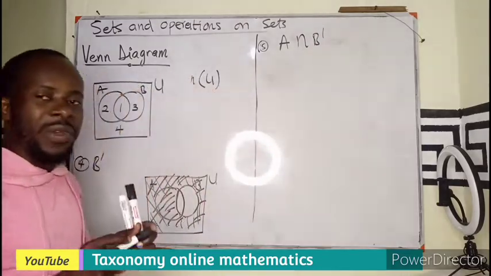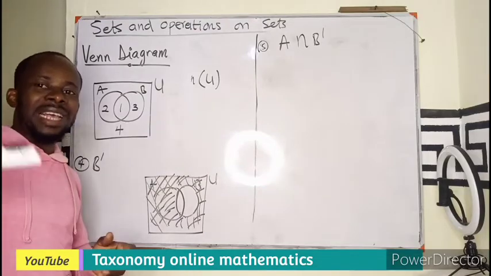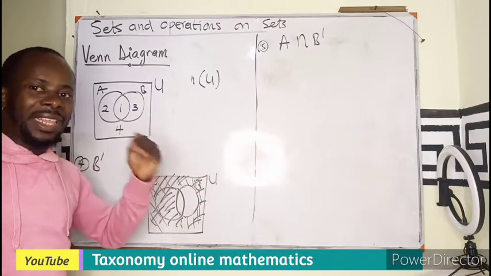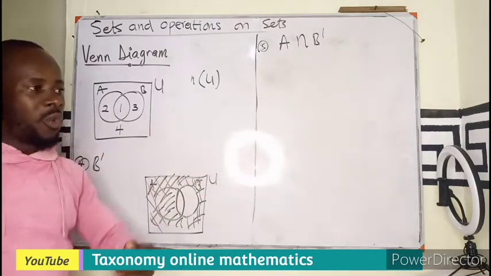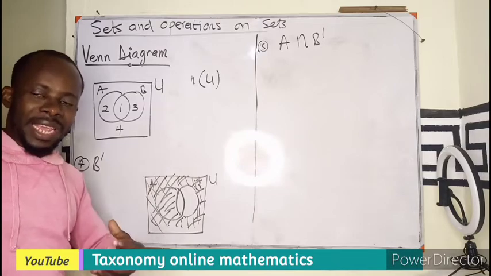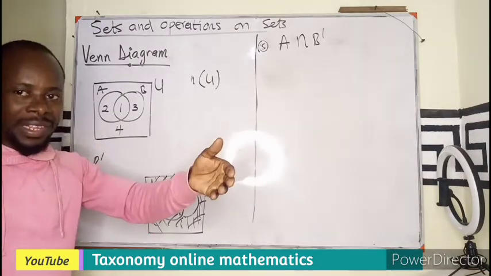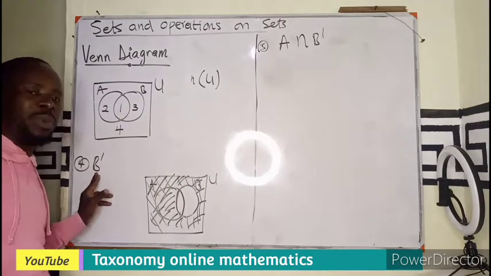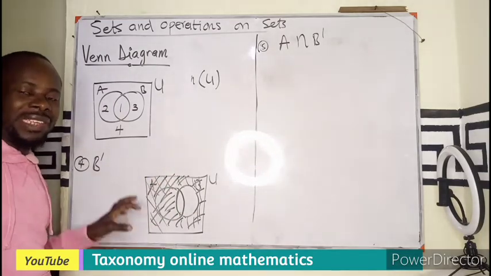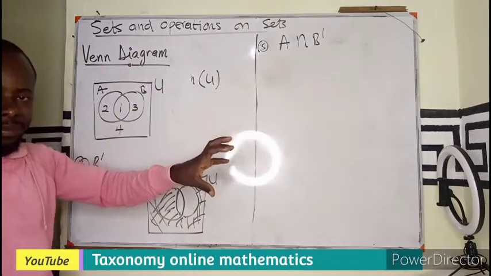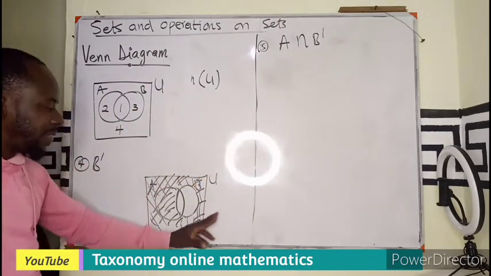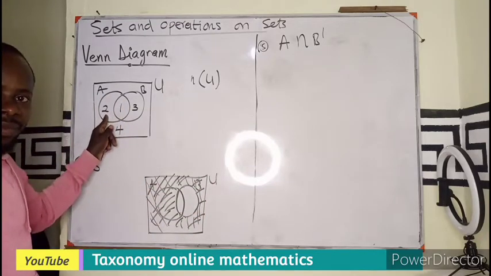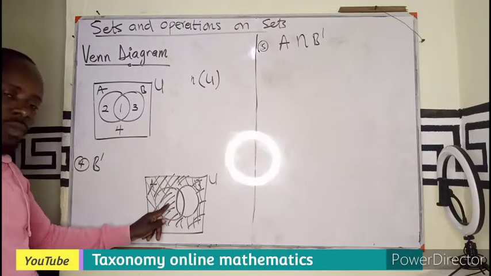We want to find the region belonging to A intersection B complement. Where do we have A and B complement intersecting? You can see that we have this region as B complement. Where does it meet the region of A? You can see the region of A is 2 and 1. This is 1 and 2.